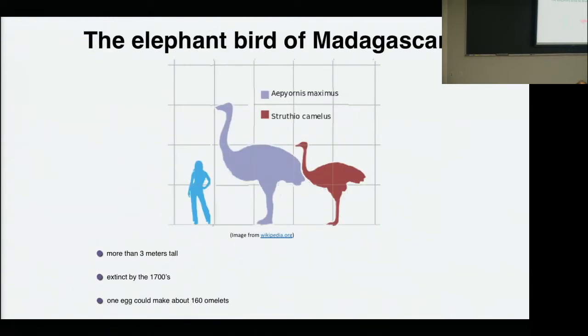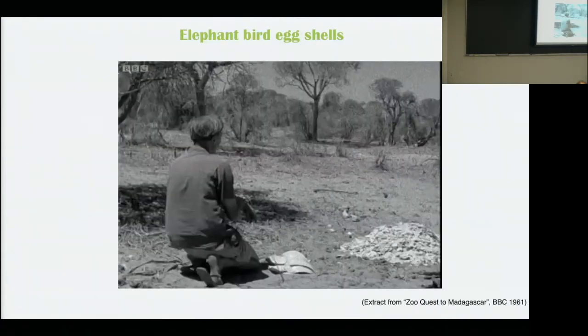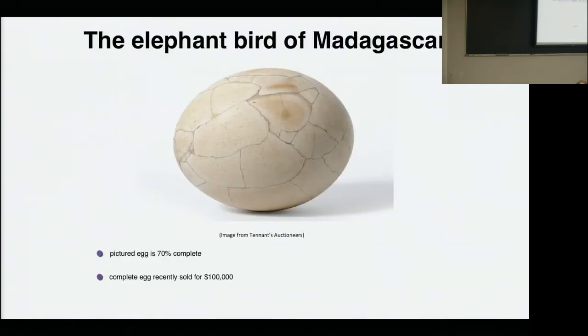I don't have time to do this. There's money to be made in reassembling broken eggs. There's something called the elephant bird that used to live in Madagascar, which is much bigger. This is an ostrich, this is an elephant bird. And there's a wonderful video of a very young David Attenborough reassembling an elephant bird eggshell, but I don't have time to show that. A completed, reassembled elephant bird egg recently sold for $100,000. So there's money to be made.